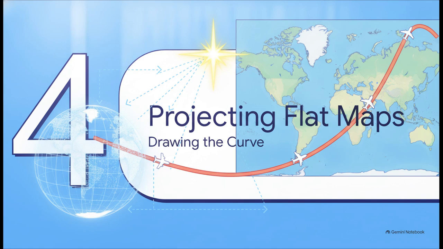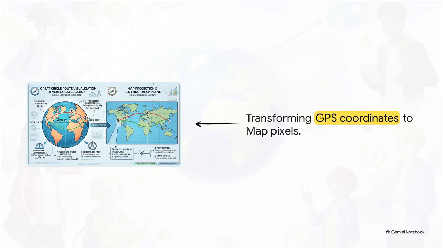Finally, Section 4, projecting onto flat maps, drawing the curve. Here is where the map illusion really comes to life. You have to remember, screen coordinates are purely for display. Your computer monitor has absolutely no idea what a sphere is. It literally only understands horizontal x pixels and vertical y pixels. So the map software has to take all of our 3D GPS data, the latitudes and longitudes, and figure out how to project them perfectly flat.